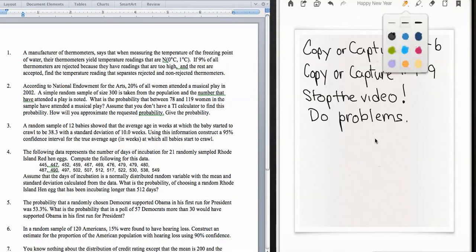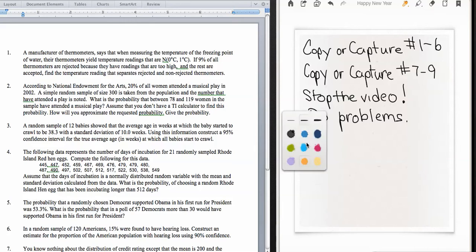It won't do you any good to listen to the problems and then try to solve them on your own. Okay, so problem number 1. A manufacturer of thermometers says that when measuring the temperatures of freezing points of water, their thermometers yield temperature readings that are normally distributed with a mean of 0 and a standard deviation of 1. If you've never seen this notation right here, this means normal, this is the mean, this is the standard deviation, and I've put degrees Celsius inside here.